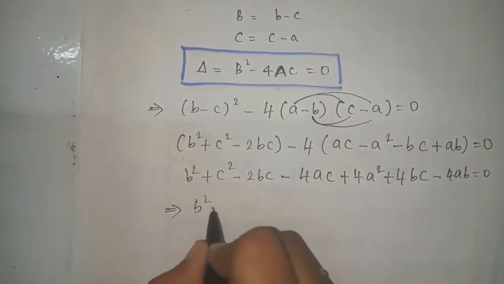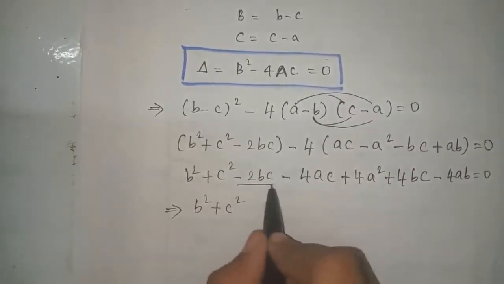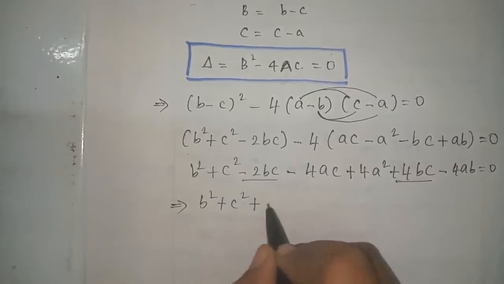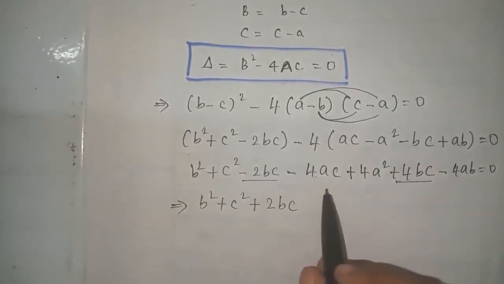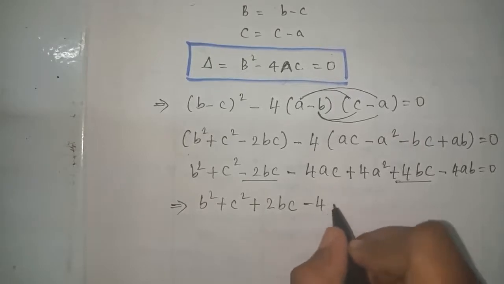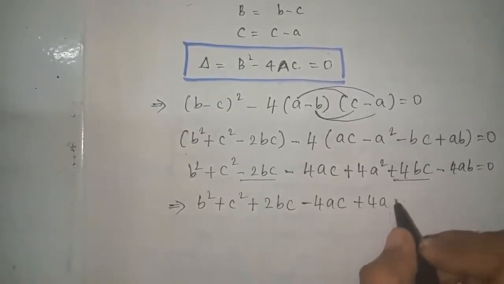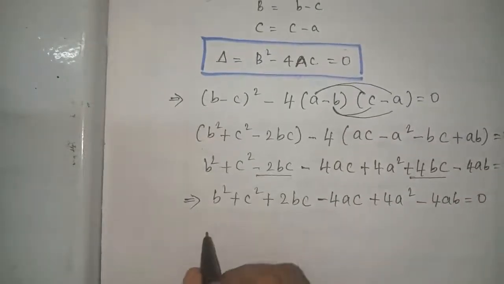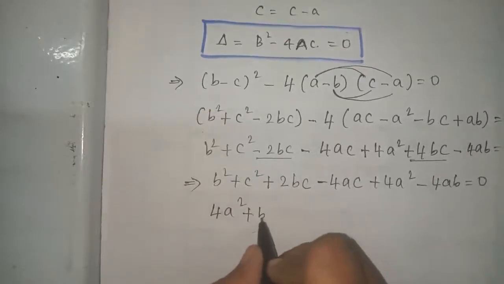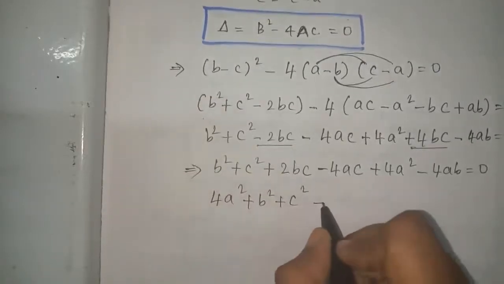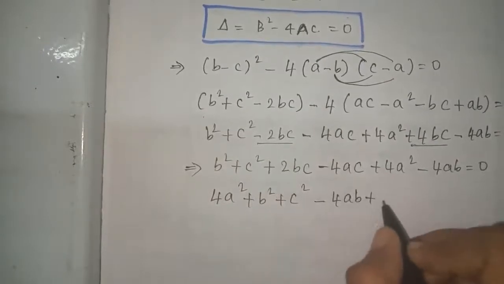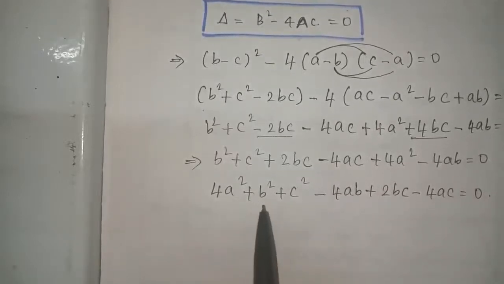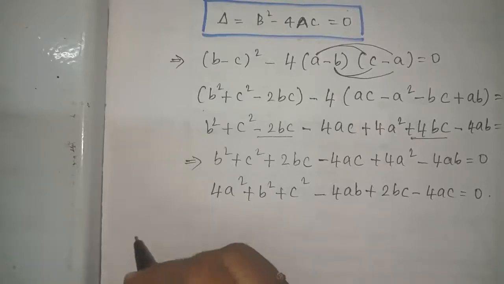so b square plus c square, here you have minus 2bc, here you have plus 4bc, so you get plus 2bc. Then minus 4ac plus 4a square minus 4ab is equal to 0. Next you have to arrange it: 4a square plus b square plus c square minus 4ab plus 2bc minus 4ac is equal to 0. So it is in the form of a plus b plus c the whole square.